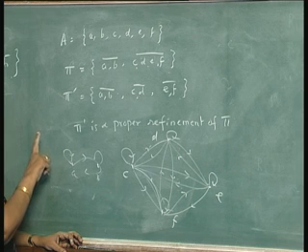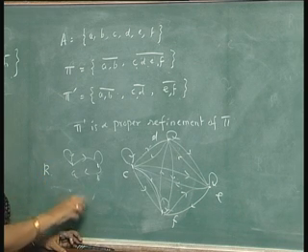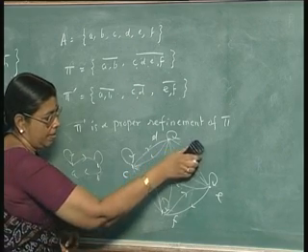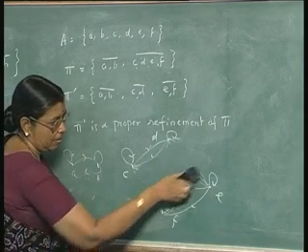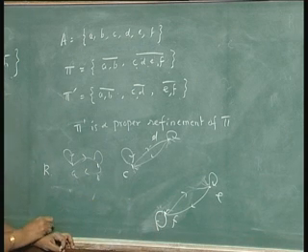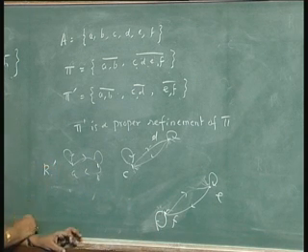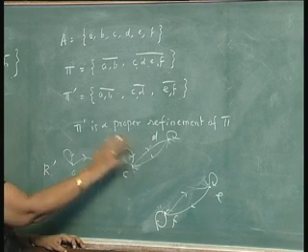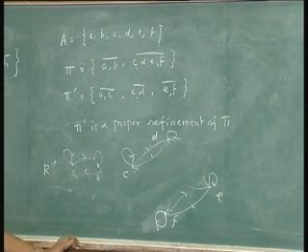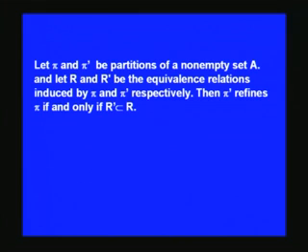Now, pi dash also induces an equivalence relation. It will not have all these pairs, but it will have these elements. Pi dash induces R dash which will have these elements. Obviously, whatever is present in R dash is present in R also. So, R dash will be contained in R. So, you can very easily see that pi dash refines pi if and only if R dash is contained in R.